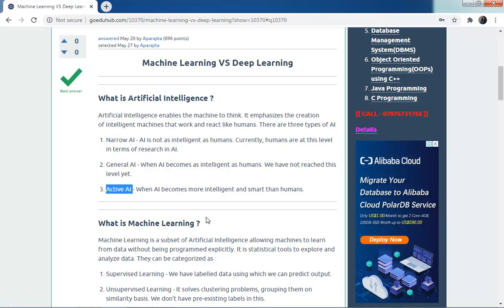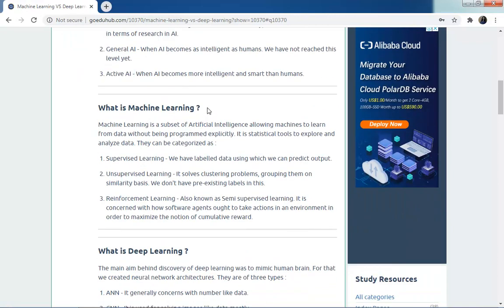So this is basically the definition of AI. Now come to the second part: what is machine learning? Machine learning is a subset of artificial intelligence. I have already shown you the Venn diagram, and now I can define machine learning. To make a machine intelligent, we need to train a machine with the help of certain data.